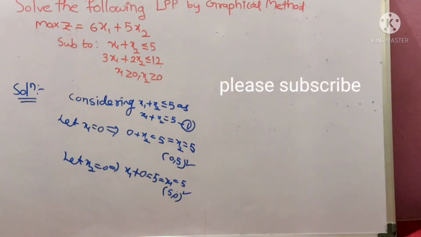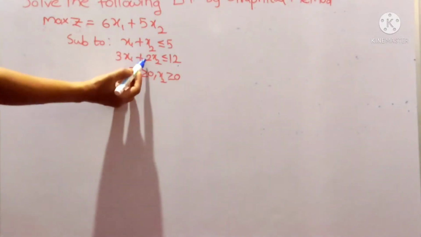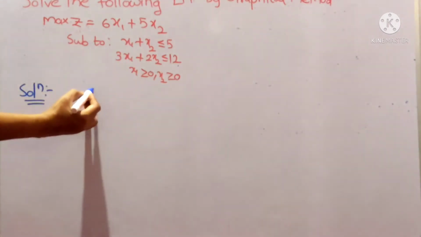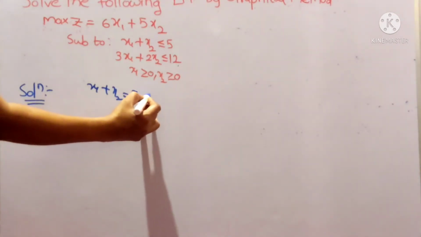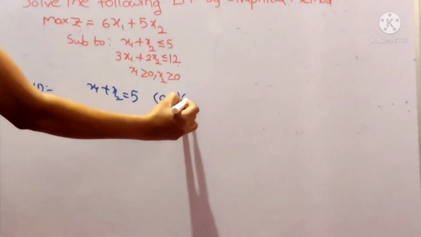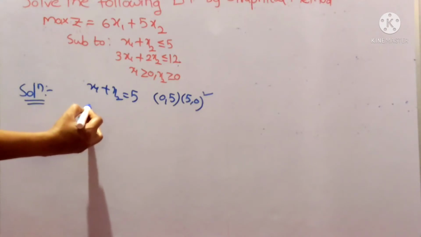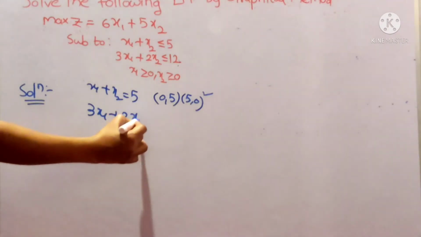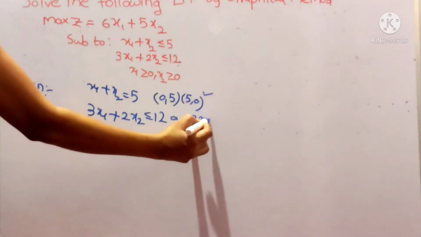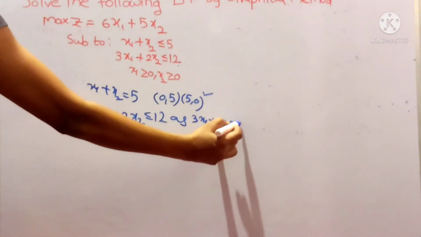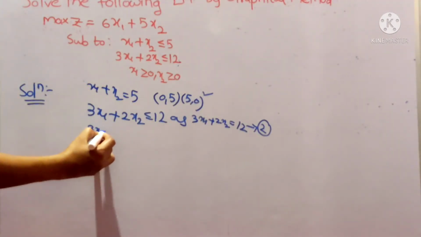Similarly, do the same for the second constraint. What is the second constraint? Which is again of less than or equal to type, 3x1 plus 2x2 less than or equal to 12. Considering this inequality constraint as an equality constraint, 3x1 plus 2x2 equal to 12. Take this as equation 2.